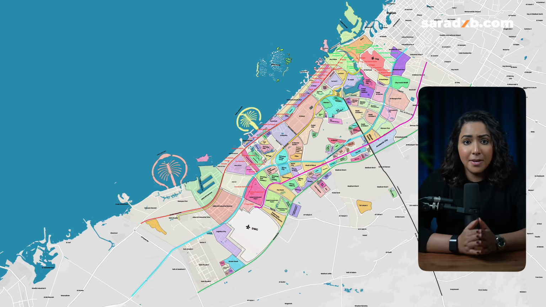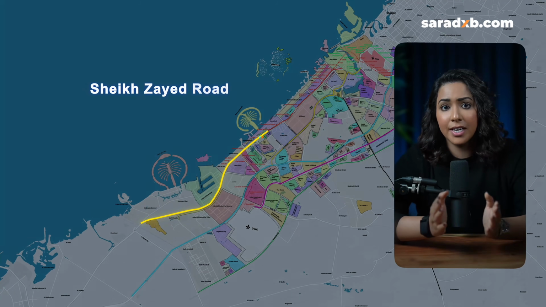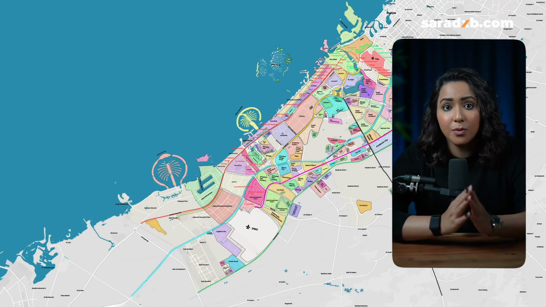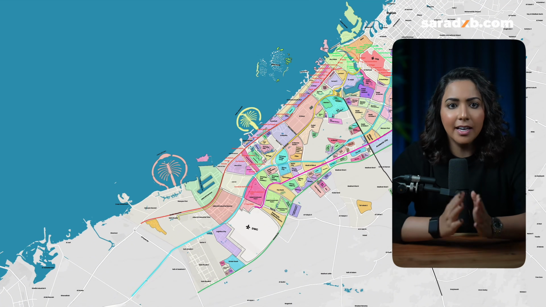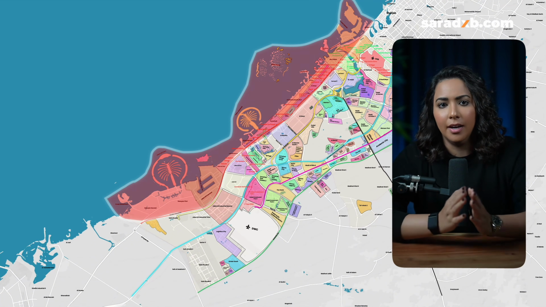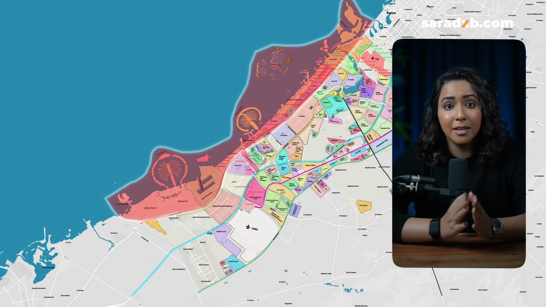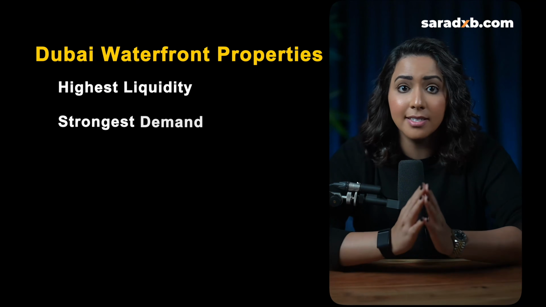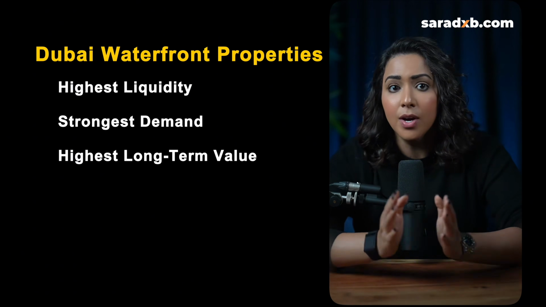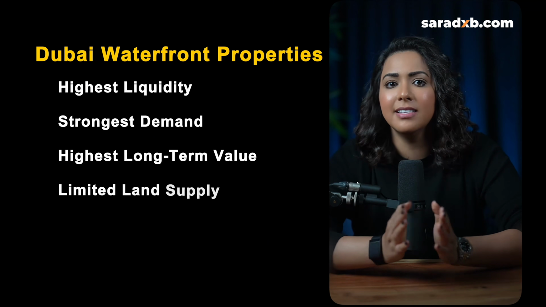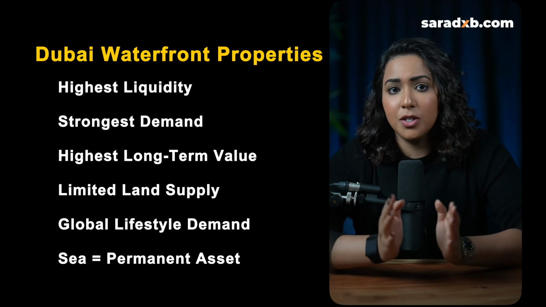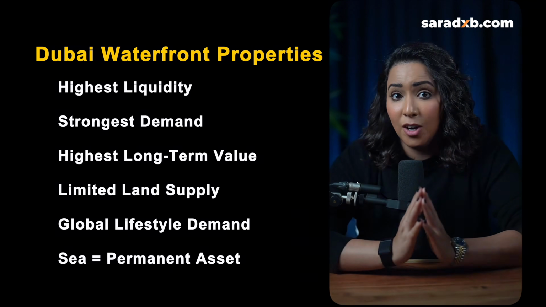The most important piece of infrastructure in modern Dubai is Sheikh Zayed Road. Along that road runs Dubai Metro, which reinforced this growth pattern. Before we go inland, let's quickly understand Dubai's coastline, because this is where liquidity and demand concentrate. Dubai beachfront and waterfront properties have historically carried the highest liquidity, the strongest demand, and the highest long-term value in the market. Waterfront land is limited, lifestyle demand is global, and the sea is a permanent asset, which is why beachfront locations consistently command a premium.